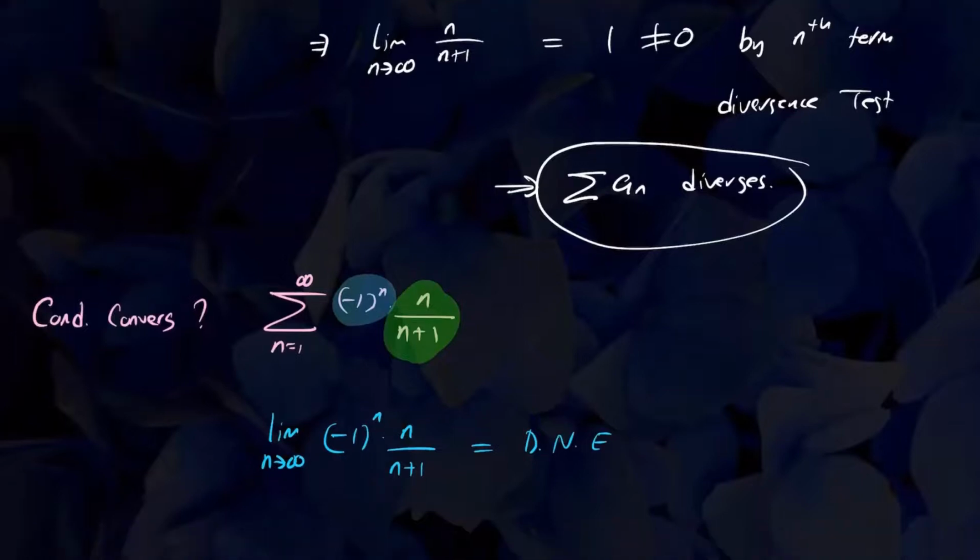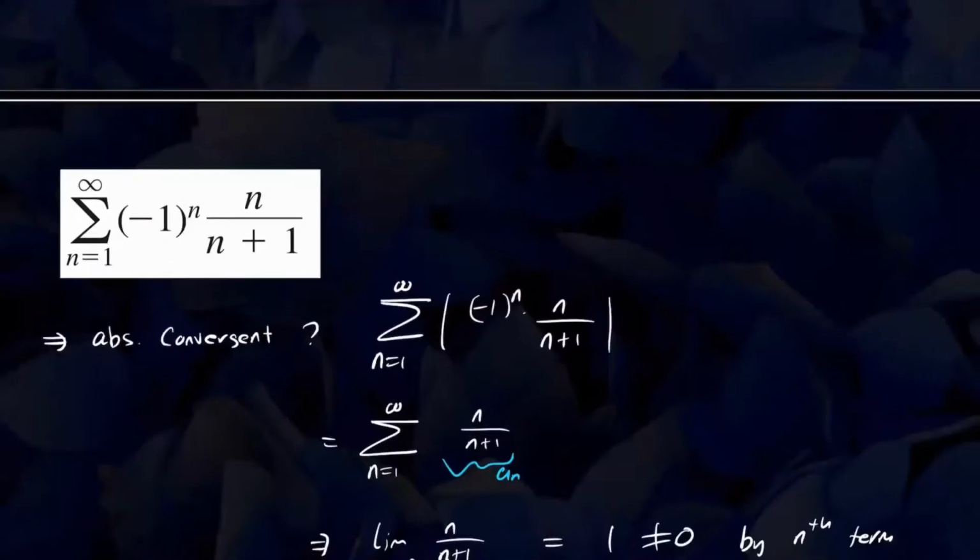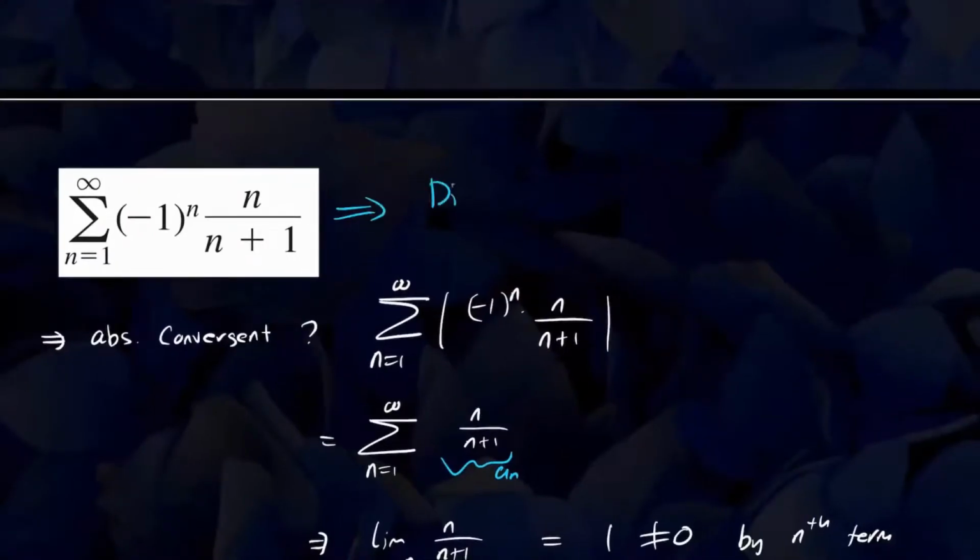So by the nth term divergence test, this is going to diverge as well. Therefore, we can say that this is a divergent series.